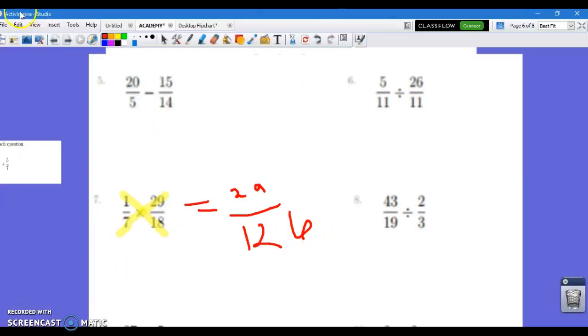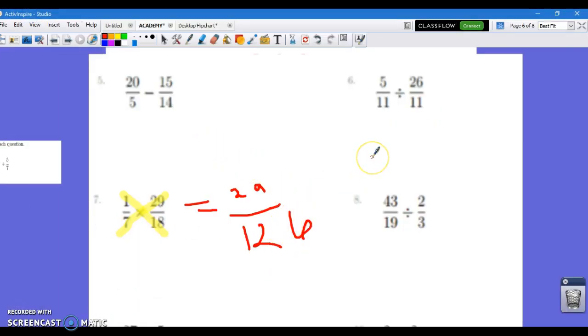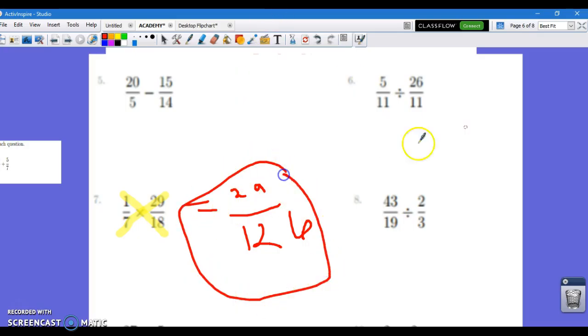And I forgot the other number. 126. Let's see if there's a 126 in this row. There is not. Okay, so it's okay if you leave it like this, because I am not sure if it's going to reduce. 29 divided by 3, nope. 26 divided by 3. Okay, I'll just leave that one like this.